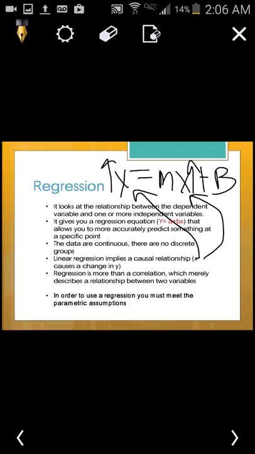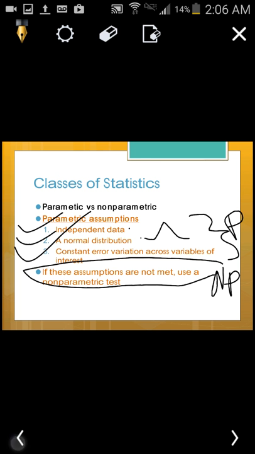In order to use regression, you must meet the parametric assumptions. What were those? Let's try to lay those out without looking. You have independent data, normal distribution, and you have to reduce your errors. So you have independent data, normal distribution, and constant error variation.